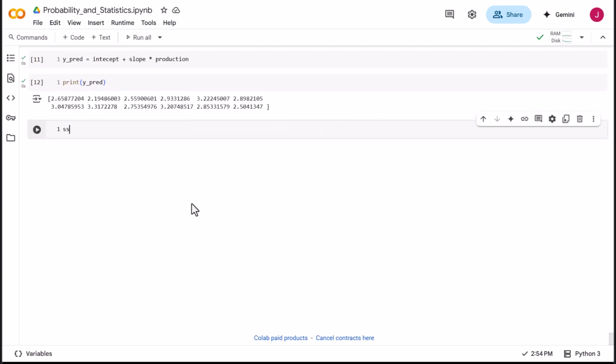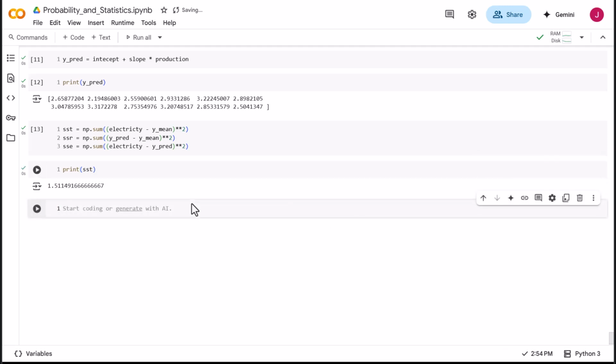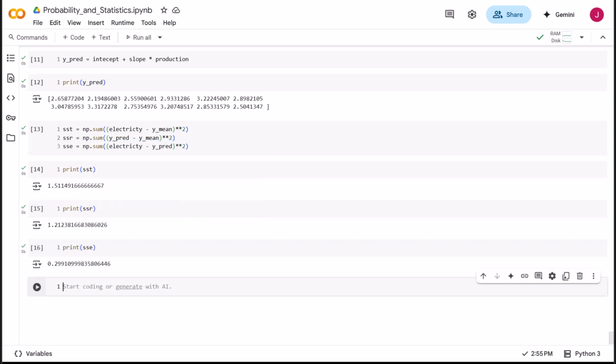Next, I'm going to compute SST. SST is equal to np.sum of electricity minus y mean, squared. SSR is np.sum of y pred minus y mean, squared, and SSE is electricity minus y prediction, squared, right? So then I can print SST. SST value is 1.5. I can print SSR. SSR is 1.2, and print SSE, and this is 0.29.